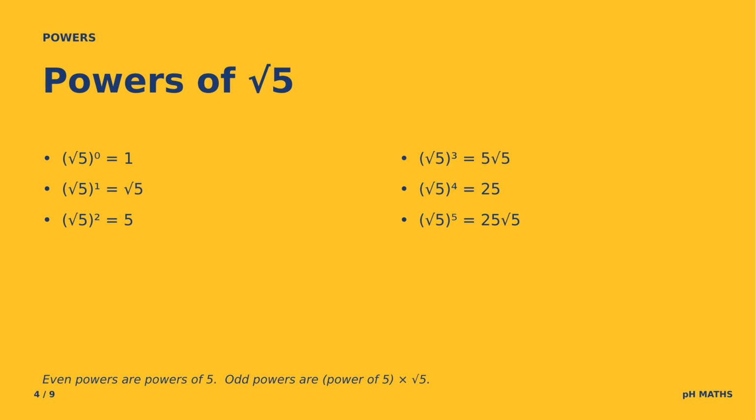Powers of root 5. Root 5 to the 0 is 1. Root 5 to the 1 is root 5. Squared is 5. Cubed is 5 root 5. Fourth is 25. Fifth is 25 root 5. Same pattern as every surd. Even powers are integer powers of 5. Odd powers tack a root 5 on the side. The structural rhythm holds across every square root surd.